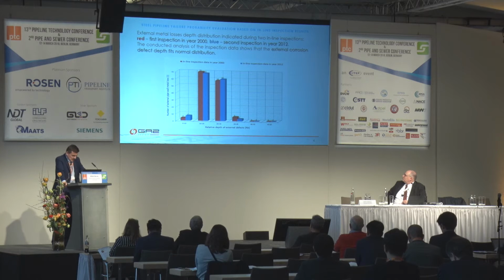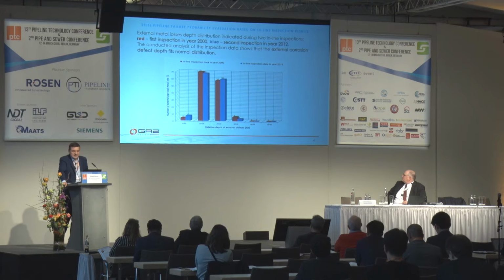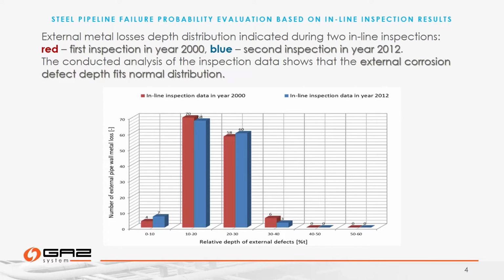Here you can see the relative depth of the studied external defects. The red is the data derived from the first inspection, and the blue, the second inspection. The defect depth was assumed as a normal distribution with certain error, expressed as coefficient of variation, also standard deviation and mean value.